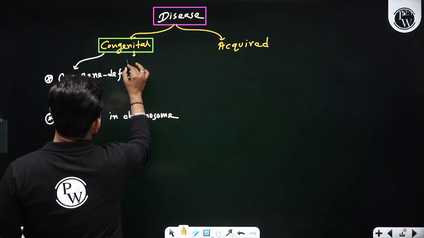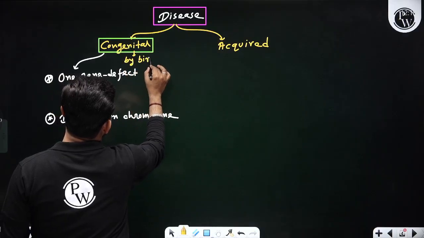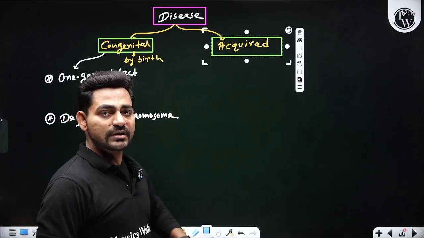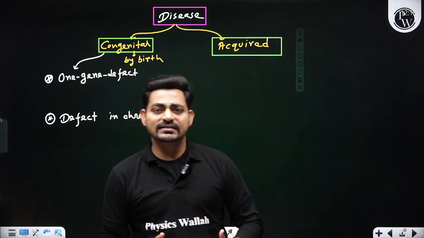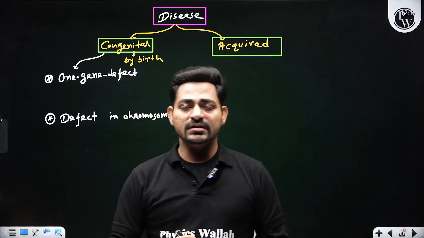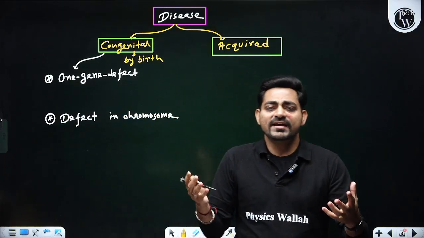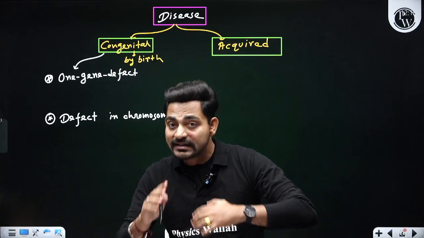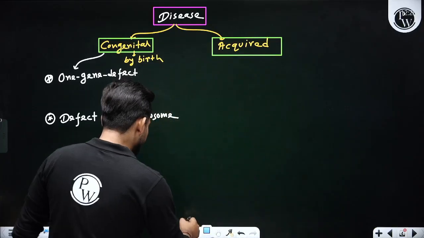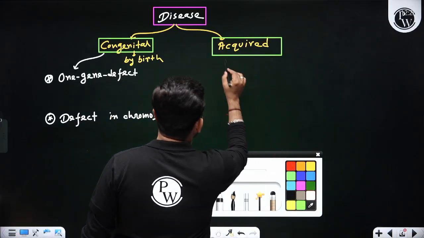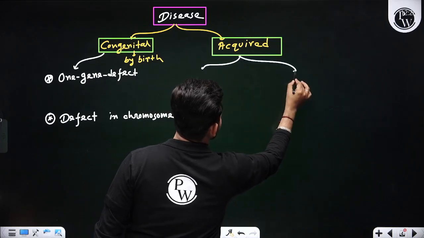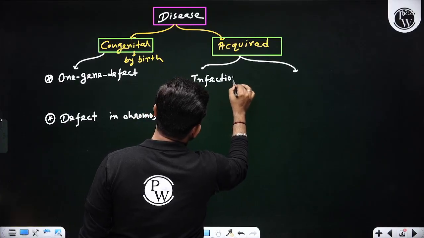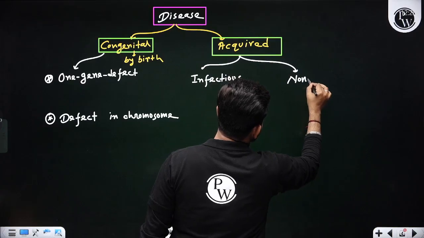If you are suffering from congenital disease, you got this disease by birth, from the time of your birth. If you are suffering from acquired disease, that particular disease was not present in your body since birth, but due to infection or malnutrition or any other reason, you got this disease in a later span of your life. That is called acquired disease. Now this acquired disease can be of two types: it can be infectious, or it can be non-infectious.